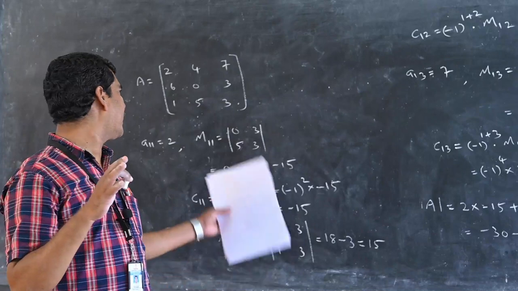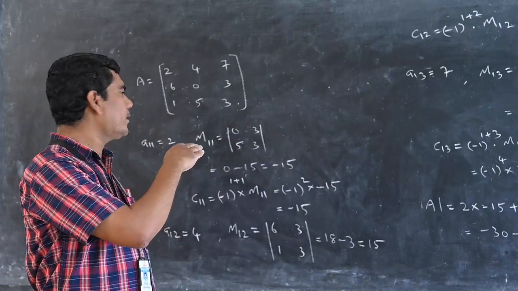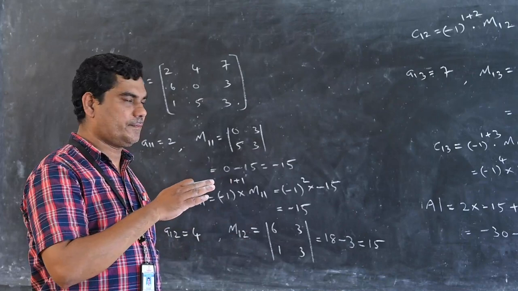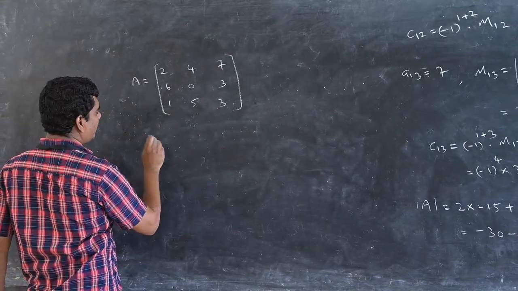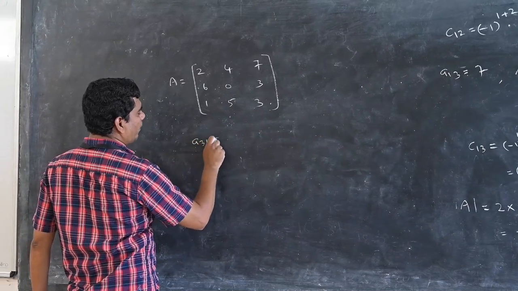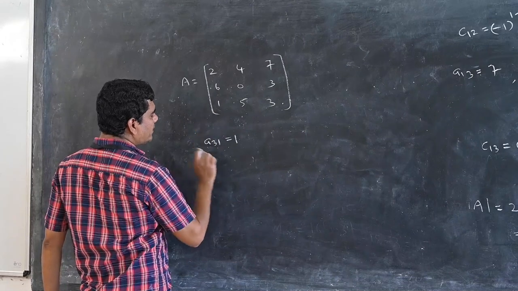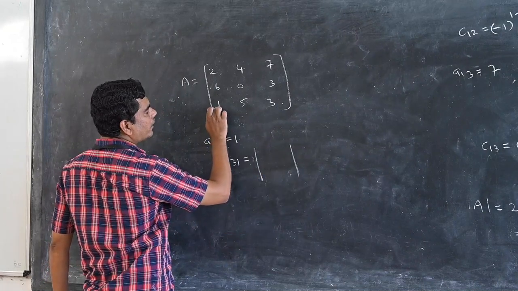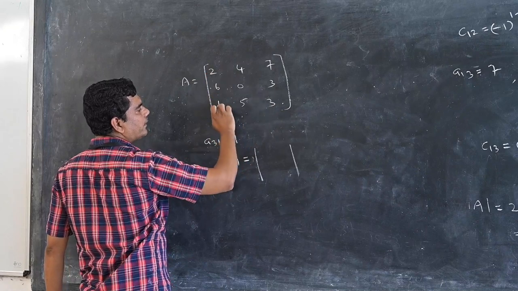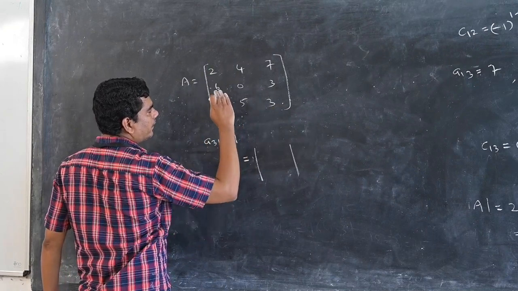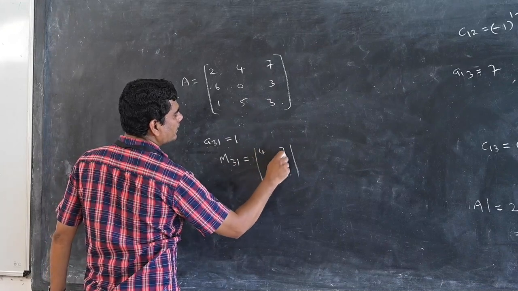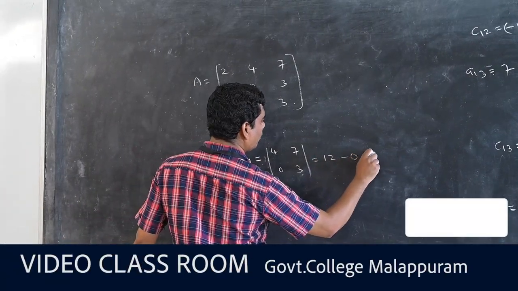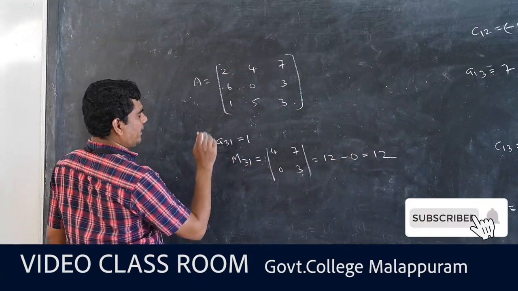Now, I find the determinant of this matrix using some other row, for example, the third row and its cofactors. Consider the third row, A31, which is equal to 1. Its minor, M31, is the determinant of the matrix remaining after deleting the row and column containing this 1, the third row and first column. It is 4, 7, 0, 3. It is 12 minus 0, which is equal to 12.